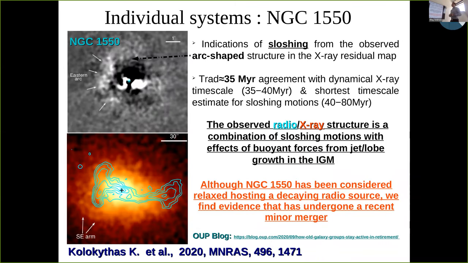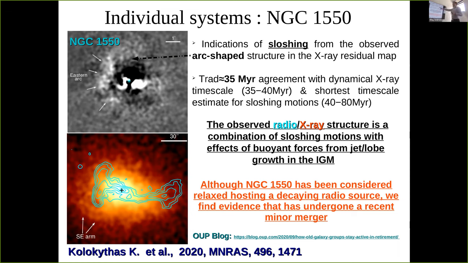The next one, the most recent work, was NGC 1550, which shows an indication of sloshing, as you can see from the arc-shaped structure in the X-ray residual map on the top left. By performing X-ray simulations, we find a similar pattern arises from a perturber five times more massive than the host galaxy, which comes by, crosses, and creates sloshing in the system.